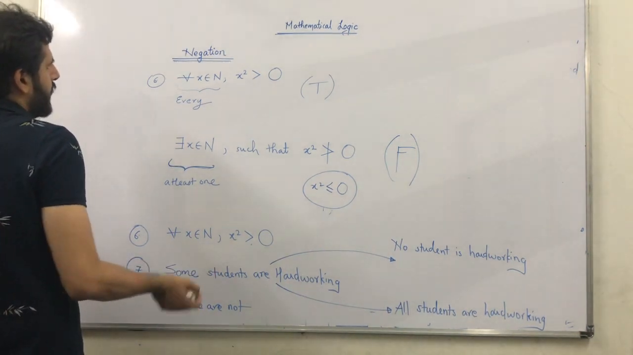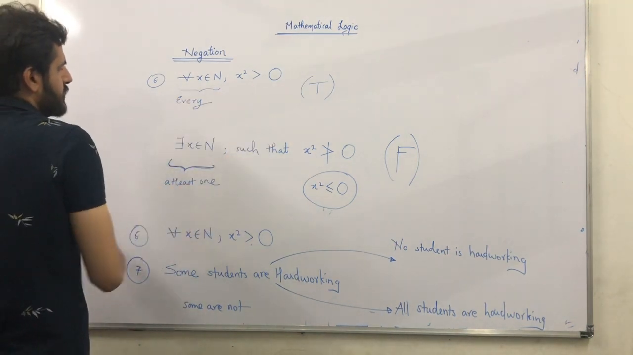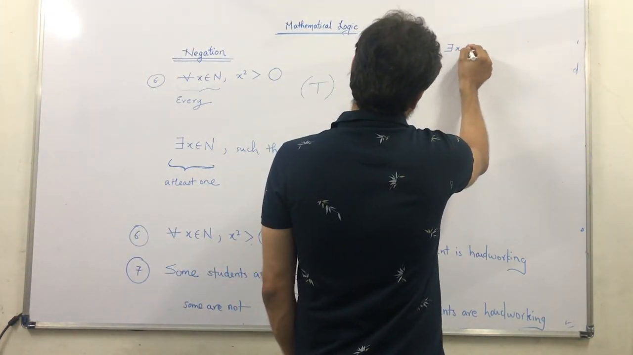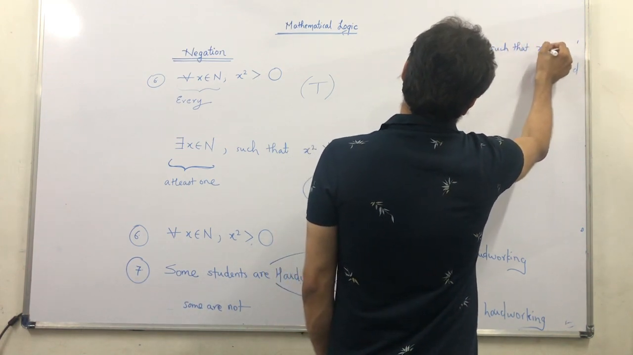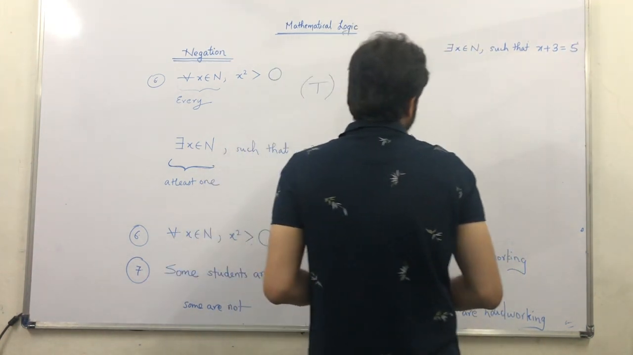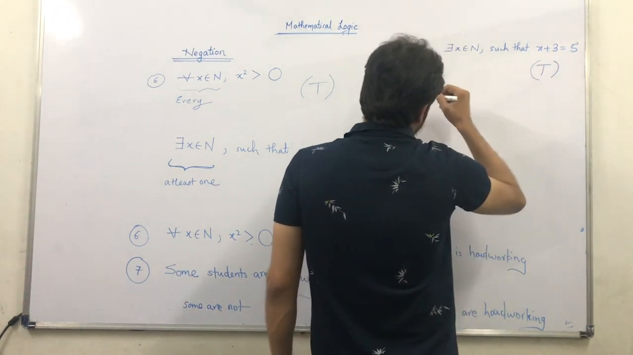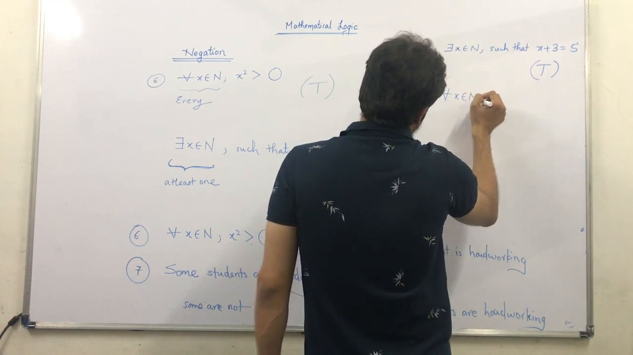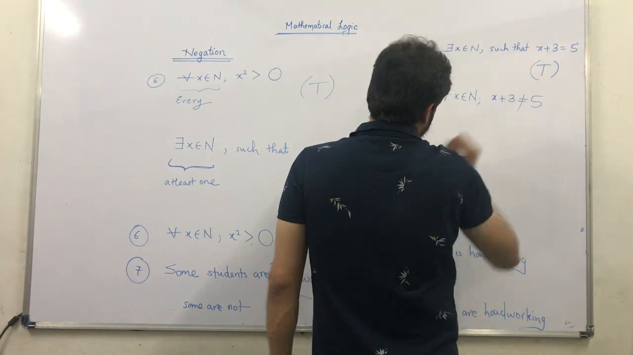Okay, so when you're taking negation of universal quantifier, it becomes existential quantifier. If you take negation of existential quantifier, it becomes universal quantifier. So if anybody tells you there exists a natural number such that x plus 3 is 5, do we have a natural number satisfying x plus 3 is 5? Yes, it is 2. So this becomes a true statement. I want to write the negation of this. So for all x belongs to natural number, x plus 3 is not equal to 5.